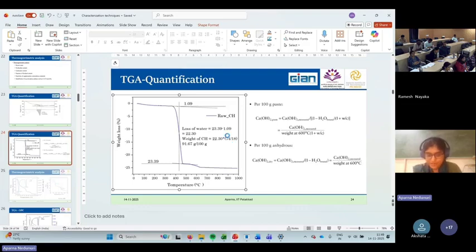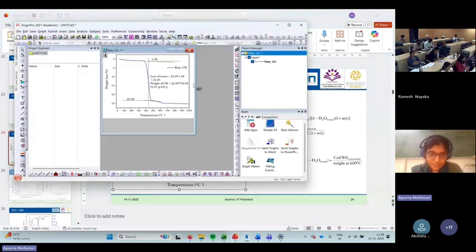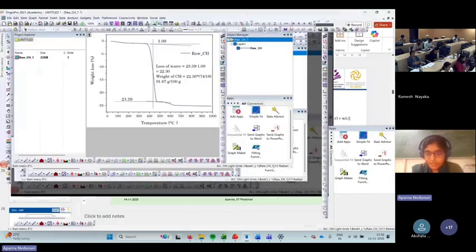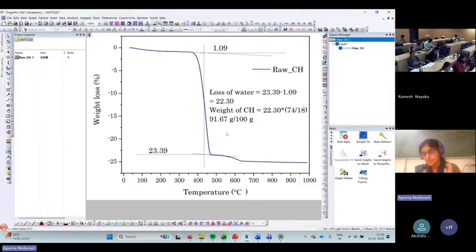I'll just open this file in Origin for us to understand how to quantify the amount of calcium hydroxide from the weight loss. So now we understood that from TGA what we get is the weight at different temperatures. From the obtained weight and the known initial weight, we can calculate the weight loss. And this is the curve showing the weight loss at different temperatures. Now from this, we can take the weight loss corresponding to between these two.